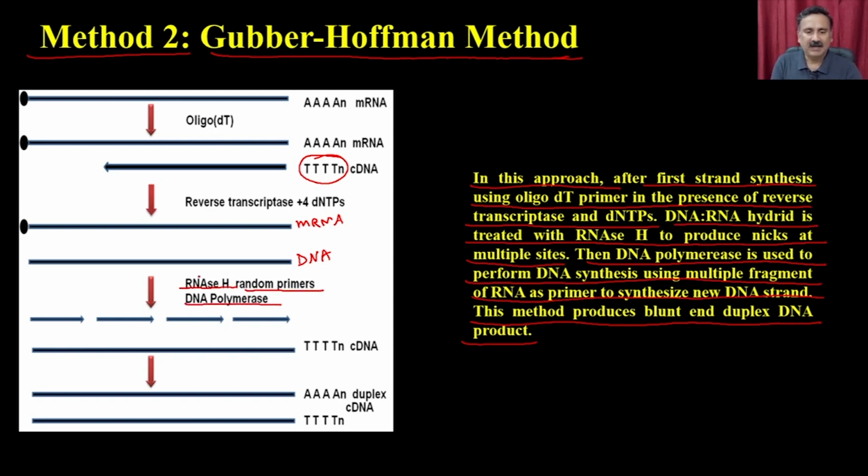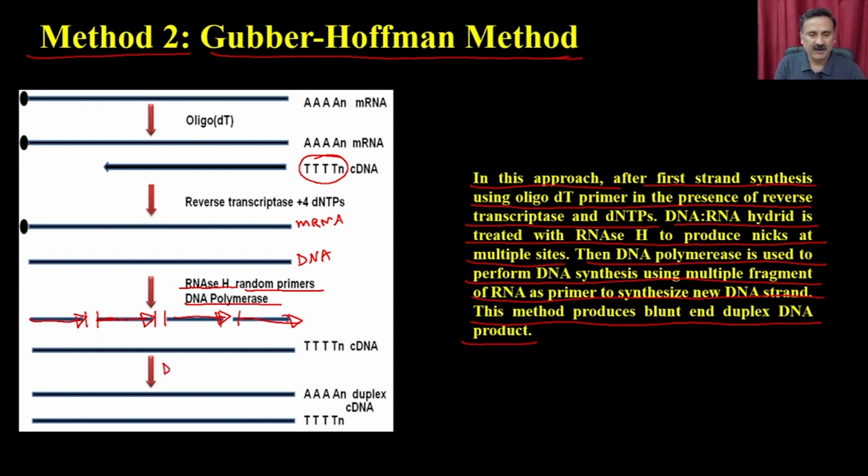So, once you add the RNase H, it is going to chew the RNA at multiple places. This means it is going to provide primers at multiple places. It is going to leave some amount of RNA and it is going to keep some nicks. Because of that, this sequence is going to be used in the second step.